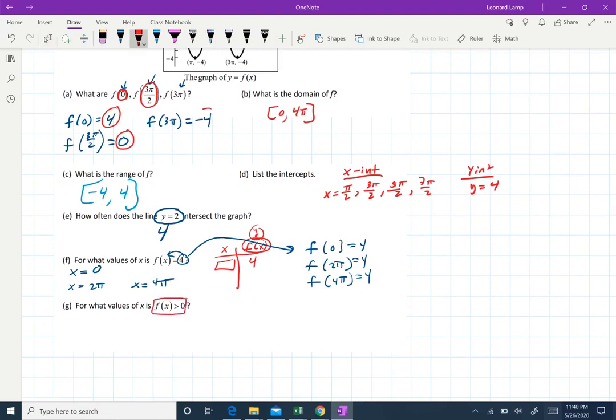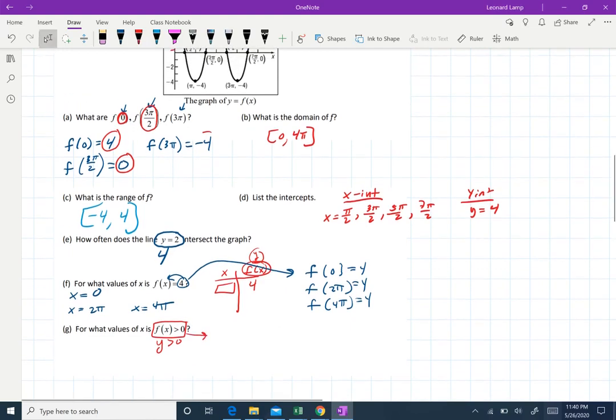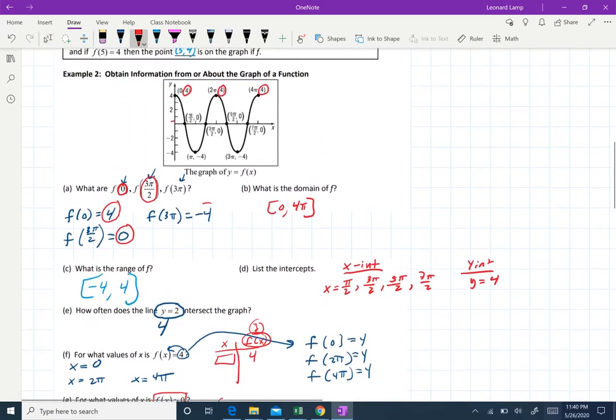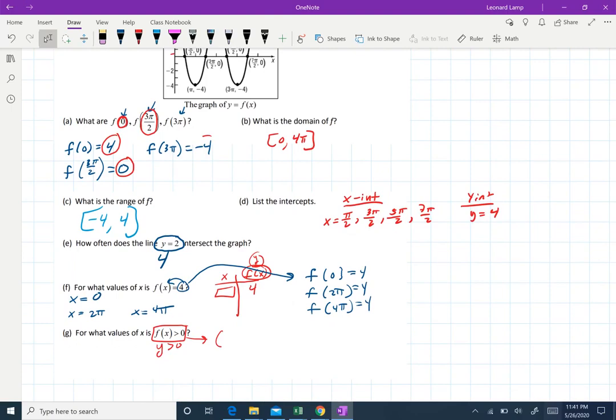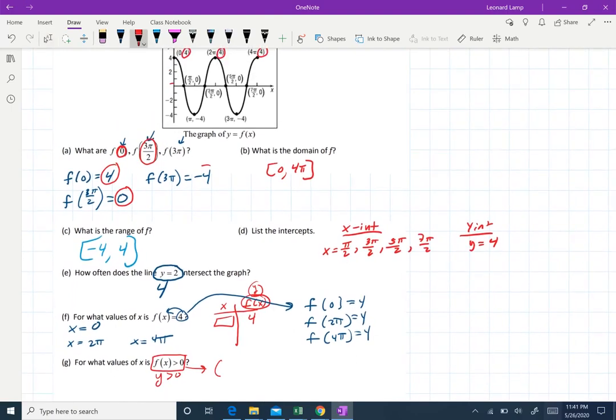We're just giving you more information when we say f of x. So I'm telling you right now that I want to know for which value of x is y greater than 0, right? Here's another way of viewing this. When I say f of x is greater than 0 or y is greater than 0, would you agree that every single point on this curve that's greater than 0 would just be above the x-axis?